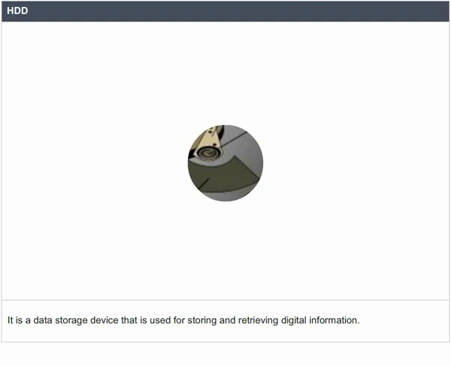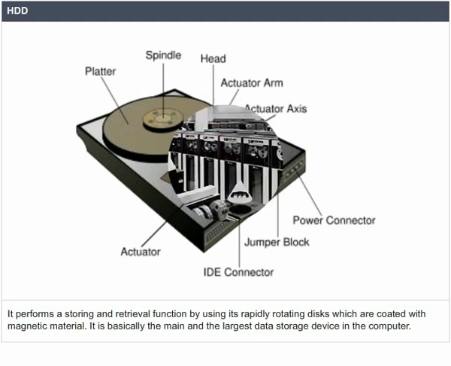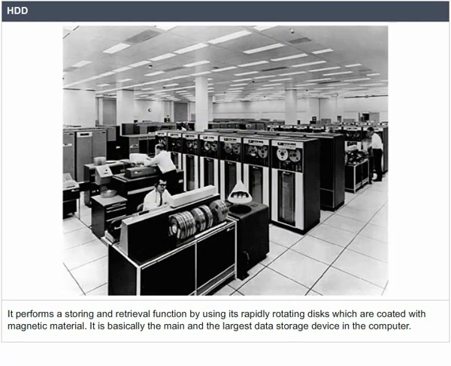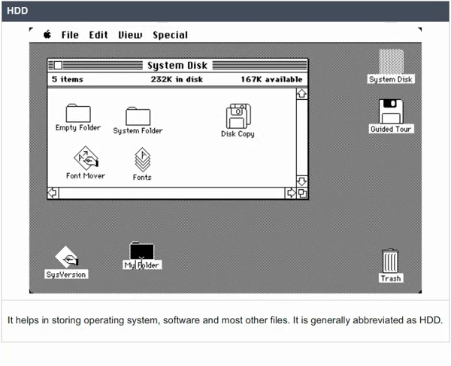HDD. It is a data storage device that is used for storing and retrieving digital information. It performs a storing and retrieval function by using its rapidly rotating disks, which are coated with magnetic material. It is basically the main and the largest data storage device in the computer. It helps in storing operating system, software, and most other files. It is generally abbreviated as HDD.